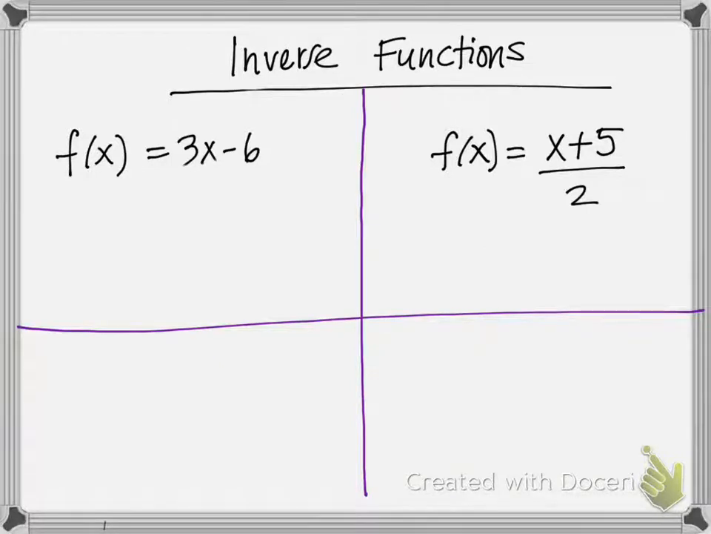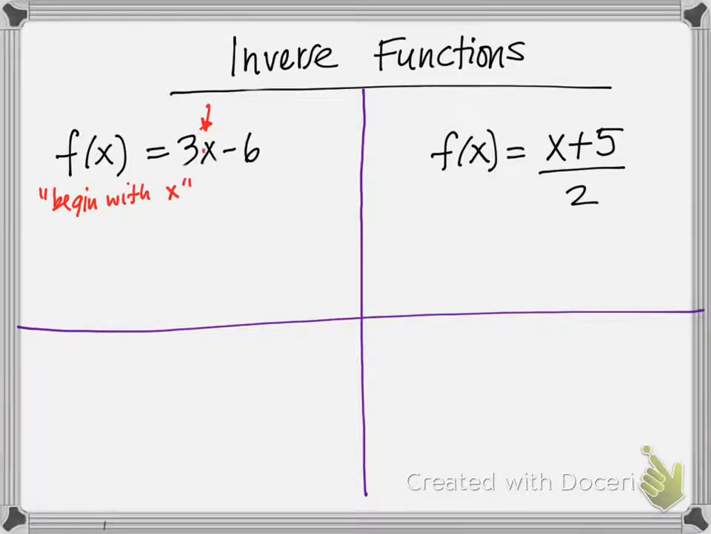I want to show you how to find the inverse using two different methods. So the very first function we have is 3x minus 6. What I'm going to do is write out what happened to our x value here. So you begin with x.